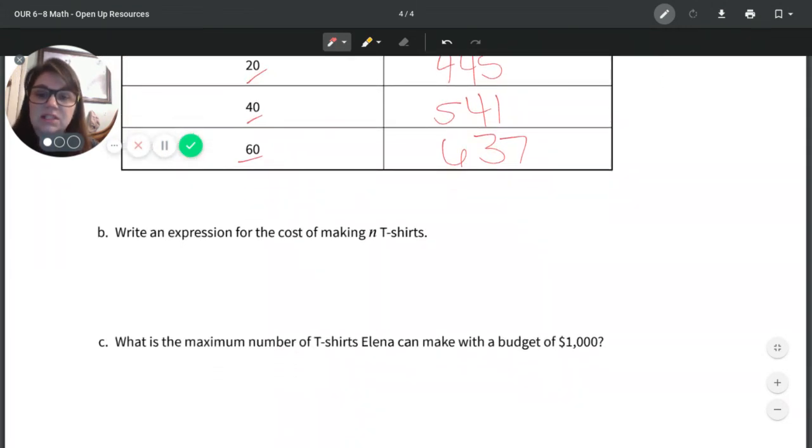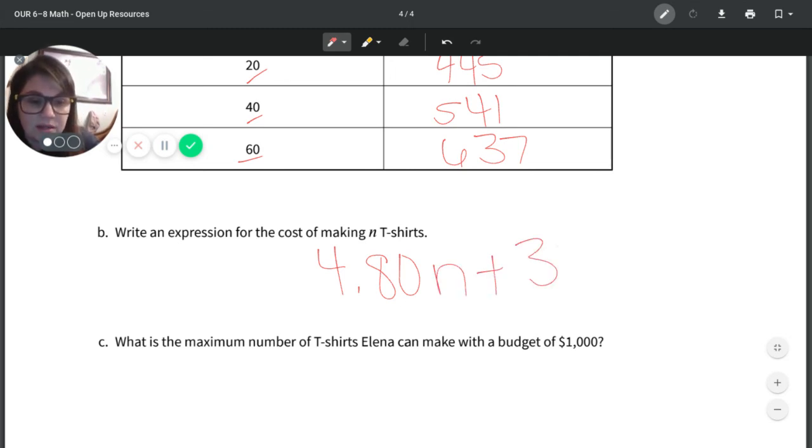Part B says write an expression for the cost of making N t-shirts. That's any number. So if we were to put any number, just like we did at the top, since it's $4.80 per shirt, and any number of shirts, we'll represent that with an N plus the 349, which is the exact same expression that we already wrote to solve this at the top.